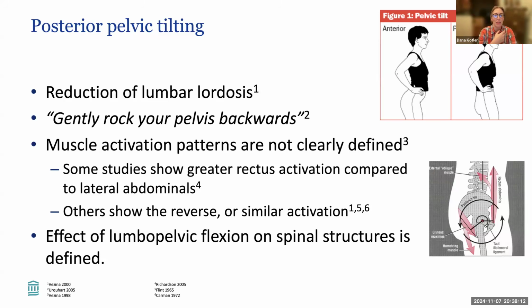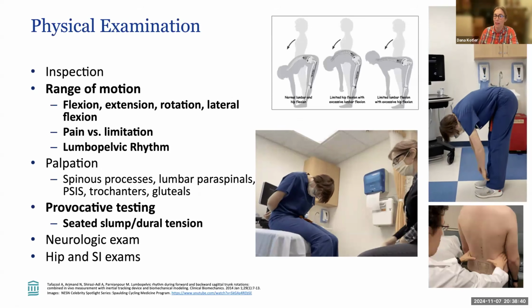There are some studies that show that that causes greater rectus abdominis activation because you're essentially flexing your trunk and your pelvis. But then there's other studies that show the reverse, or that it's similar to the other types of contractions. And so the effect of lumbopelvic flexion, rather, on abdominal activation is unclear. However, we really know what it does to the spine, and what it does to the spine is cause increased pressure on those discs, which if you already have lumbar disc pain is not that great.